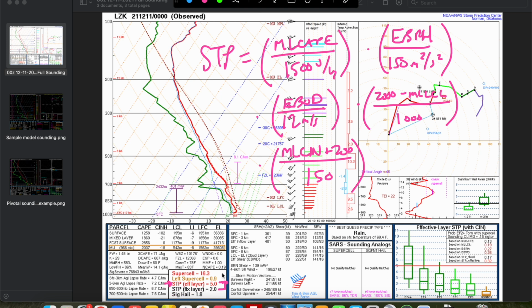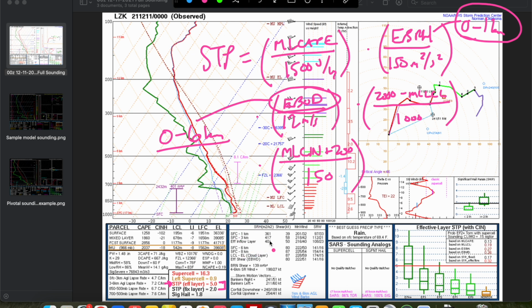We can use a fixed layer STP, and the fixed layer STP takes into account, instead of using the effective bulk wind difference and the effective SRH, we would use the 0 to 1 kilometer SRH. So a fixed layer here instead of the effective SRH, which changes based on the effective inflow layer. Instead, we're using the 0 to 1 kilometer layer. That is going to be fixed. And then for the effective bulk wind difference, we're using the 0 to 6 kilometer layer. So we're not using the effective layer, we're using the fixed 0 to 6 kilometer layer for the effective bulk wind difference. So you can see how it would vary a little bit.